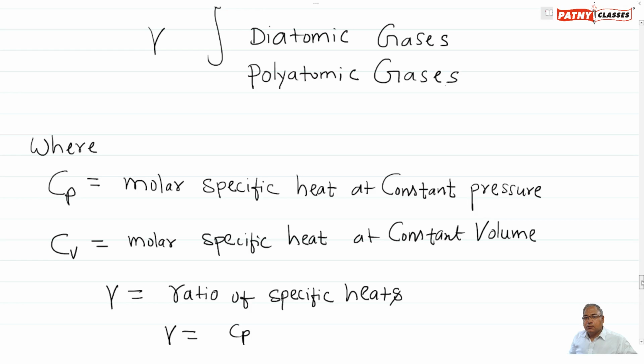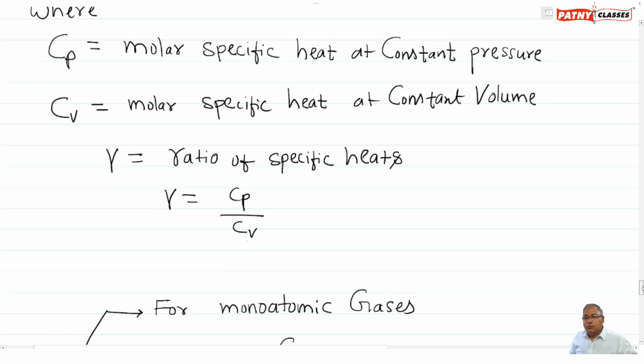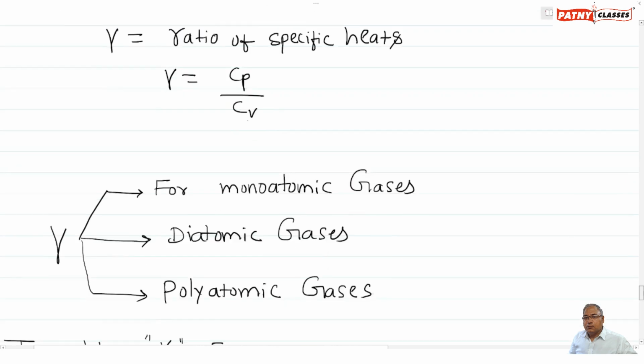For gases, there are two types of specific heats: molar specific heat at constant pressure and molar specific heat at constant volume. The ratio is denoted by gamma. Gamma equals Cp divided by Cv. For monoatomic gases, diatomic gases and polyatomic gases, the gamma value is not the same.